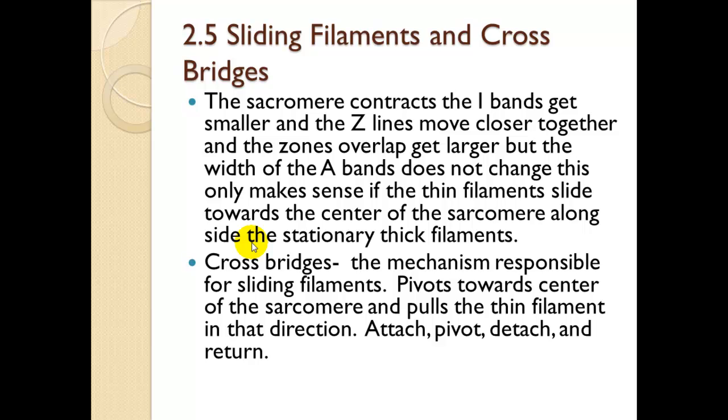Cross bridges. The mechanism responsible for sliding the filaments pivots towards the center of the sarcomere and pulls the thin filament in that direction. Attach, pivot, detach, and return. Think of it kind of as a one-armed man pulling a rope. This is the guy's arm here, and he essentially is pulling his arm in this direction, and this is the rope, and this rope would have knots in it. So as he grabbed a hold of this, moved it that way, released, grabbed a hold of this, moved it that way, released, and so on, it would actually make them go inside one another.